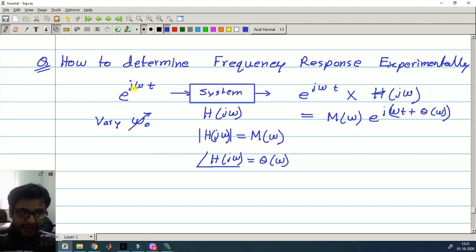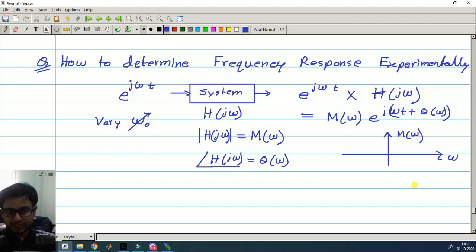Now you can vary this input frequency omega starting from minus infinity to plus infinity and record the output, measure these two factors M(omega) and theta(omega), and then plot M(omega) and theta(omega) as a function of omega, like this. That way you can get the frequency response.